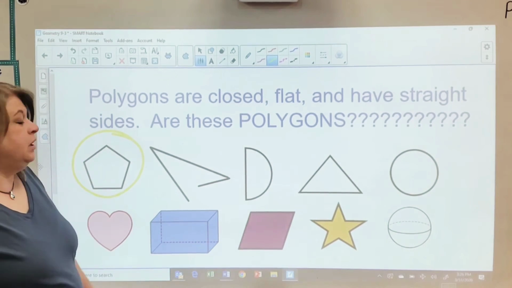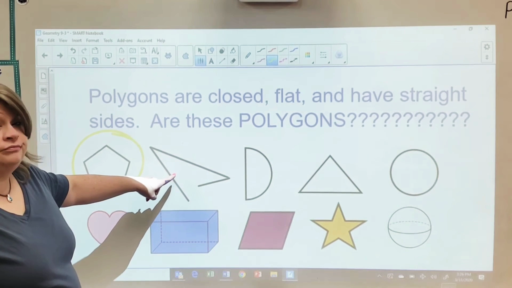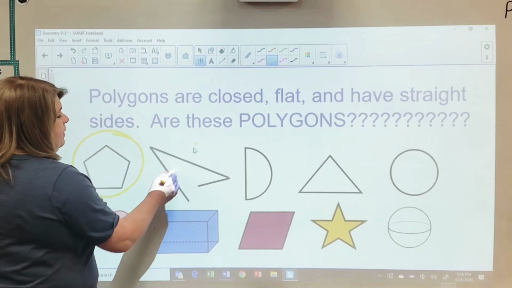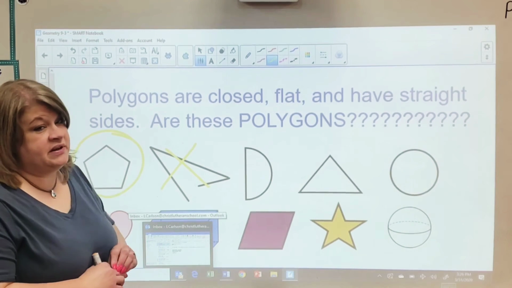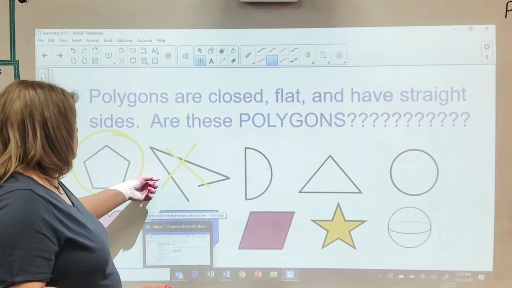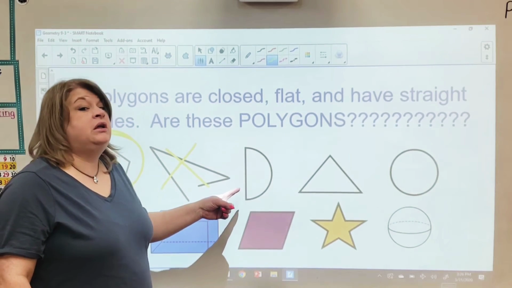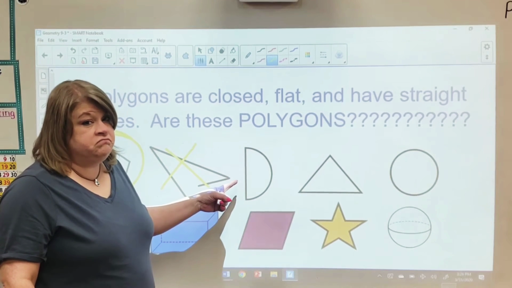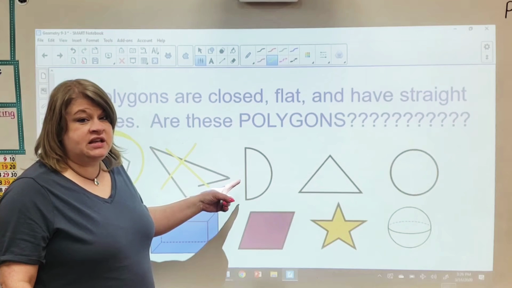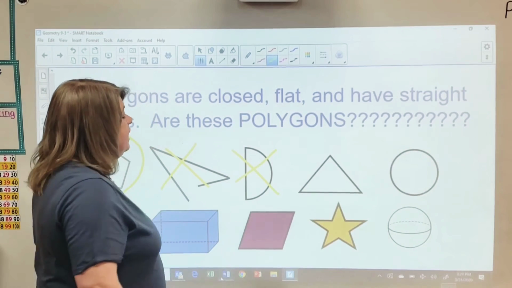Good thinking. Okay, let's go here. Is it closed? No, it's not. So right away, we know this is not. It is flat. It has straight sides, but it's not closed. So it can't be. Let's come to this one. Is this closed? It is closed. Is it flat? It's not 3D. Does it have straight sides? Nope. That is not a polygon.